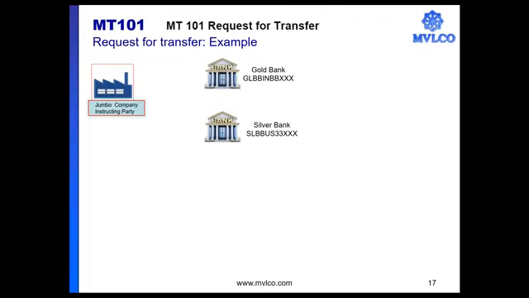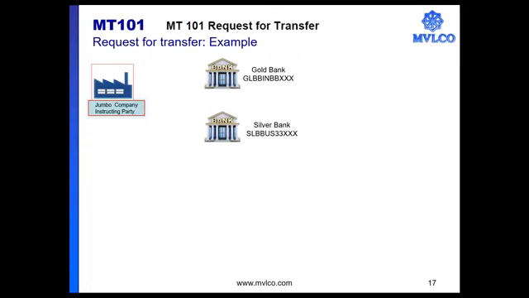Now let's understand where we'll use the MT101. This message can be sent either by a non-financial institution account owner. Now in this example, the non-financial institution account owner is Jumbo Company. Jumbo Company has an account with Silver Bank. So you have got two financial institutions here, Gold and Silver. This message can be sent by Jumbo Company or any party authorized by Jumbo, who is the account owner. And we will send this message to Gold Bank and then through Gold Bank to Silver Bank.